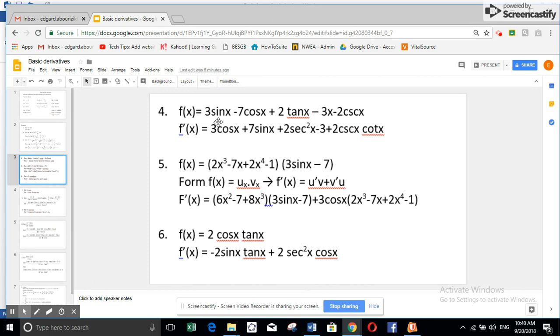Fourth example, we have here a trigonometric derivative. The derivative of sine is cosine. The derivative of cosine is minus sine, so you put plus. The derivative of tangent is secant squared, and the 3x gives 3. The derivative of cosecant is minus cosecant cotangent, so minus times minus is plus.